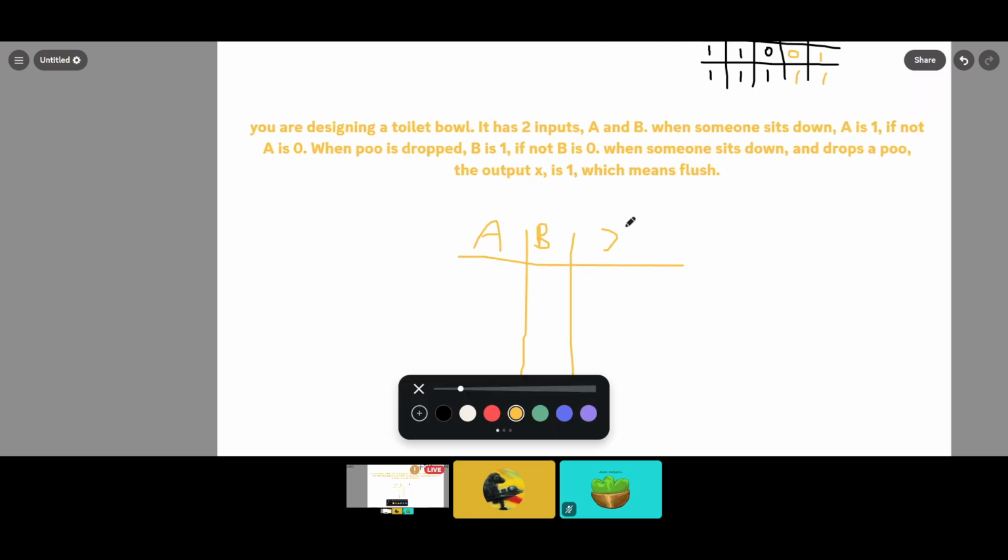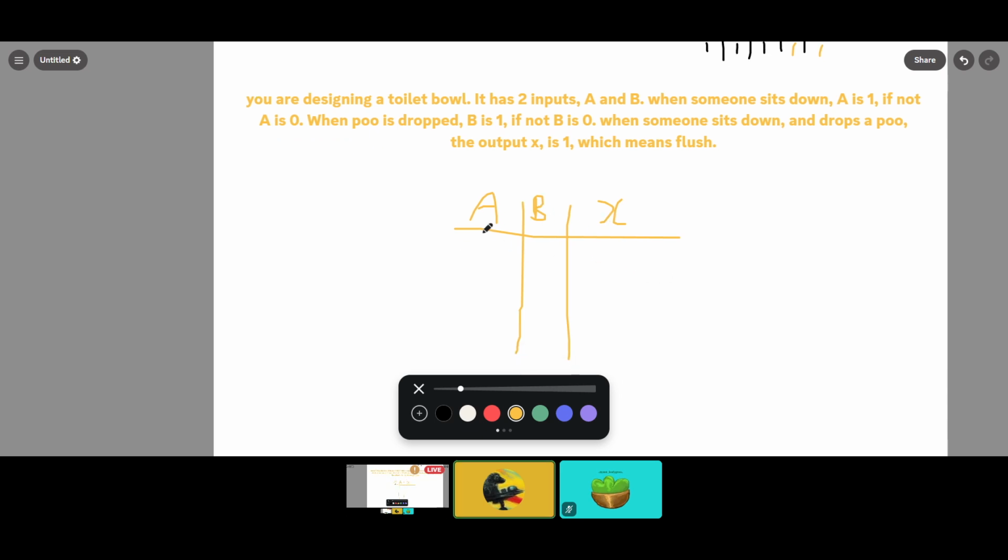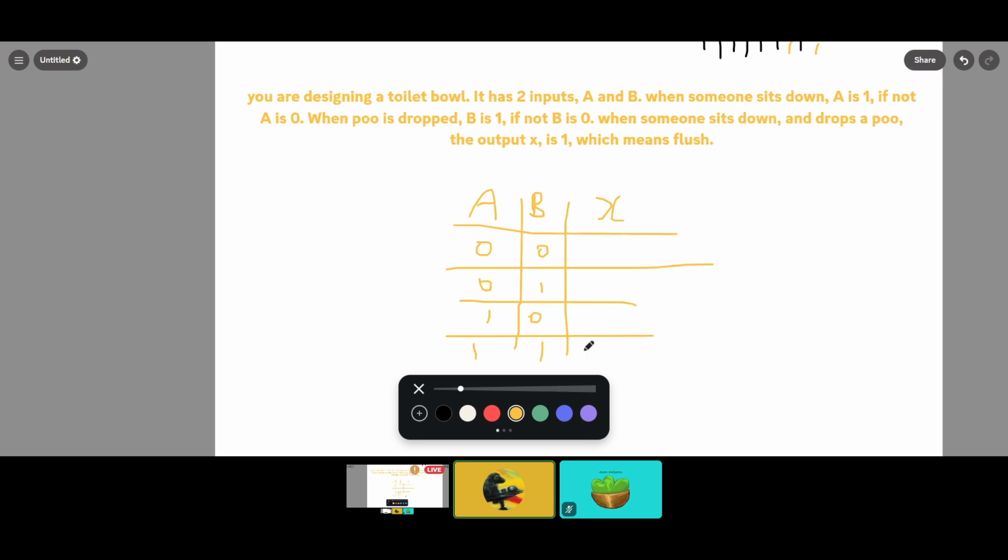So A, B, and X. And then A, B are the inputs. So we just draw every single possible configuration of ones and zeros. Then we need to read the prompt to get the output X. So when someone sits down, it's A, if not, it's 0. When poo is dropped, B is 1, if not, B is 0. And the only time output X is 1 is when someone sits down and craps. So that means A and B must both be 1 at the same time for X to be 1, and no other case, therefore the rest are 0.